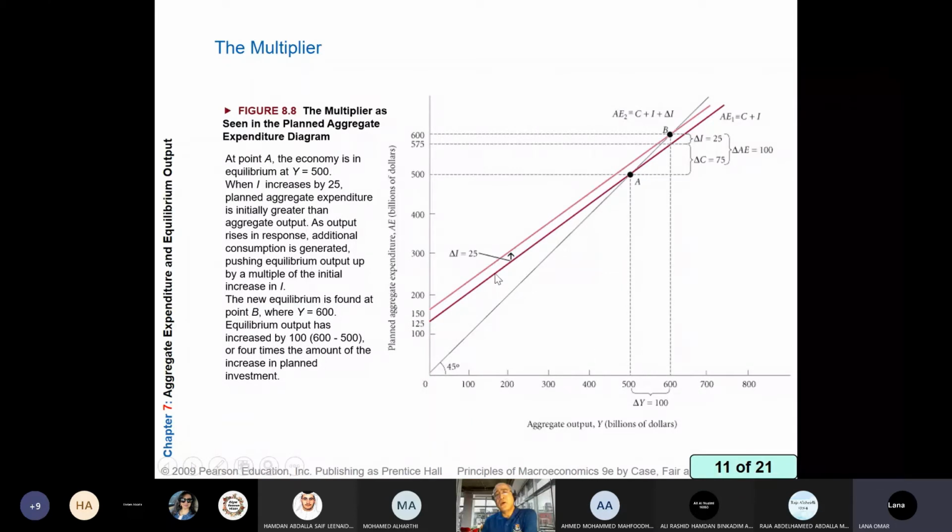Okay, so the increase in planned investment by 25 caused an increase in output by 100. So why? Let's understand it. It comes through consumption. Let's make just a very simple explanation of this idea. Assume suddenly the government decided to give Sheikh Ubaid 25 million dirhams to build a new villa, a new palace.